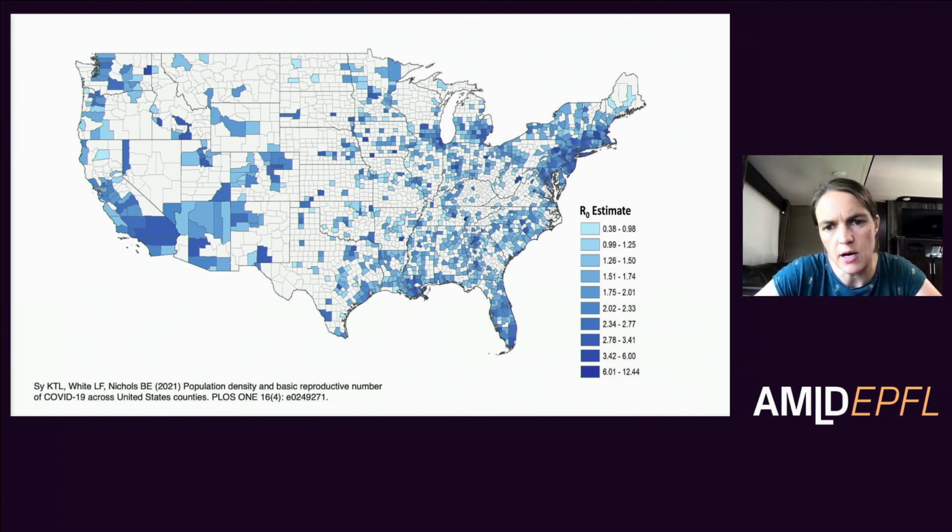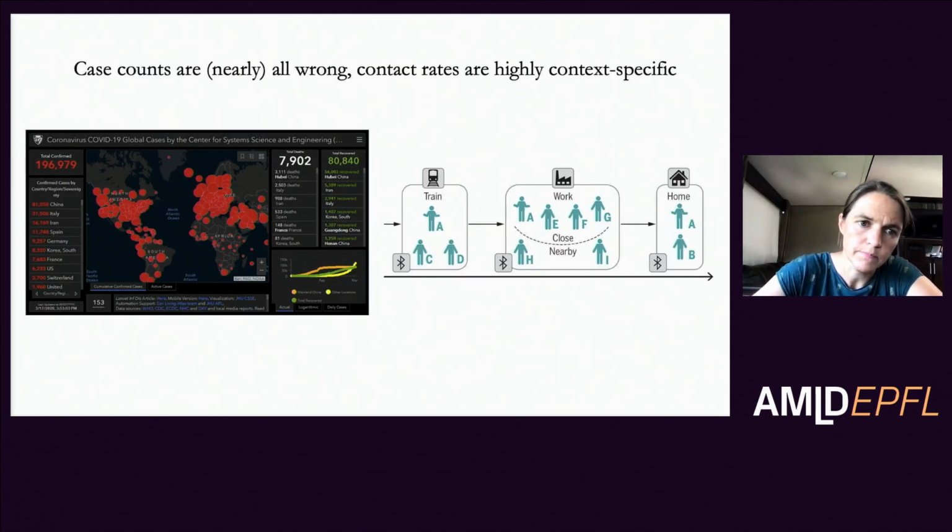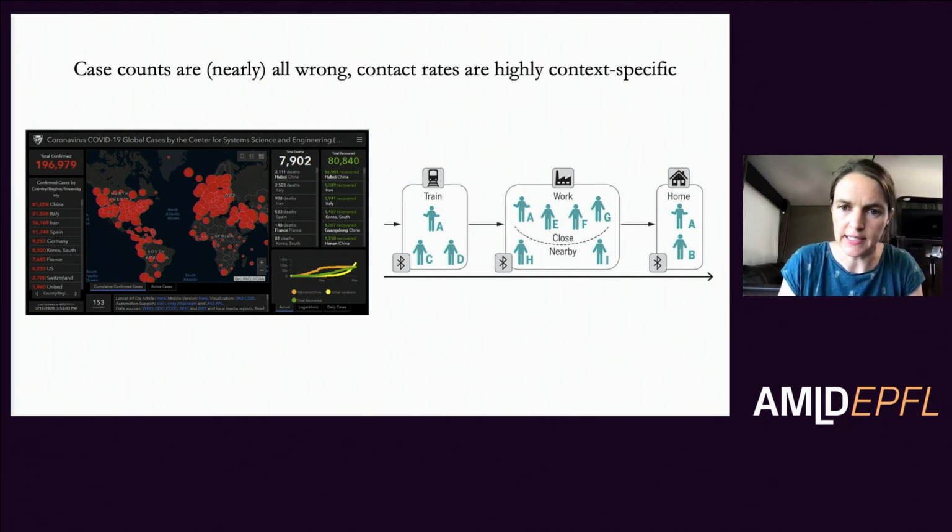So here we look at R0 estimates across the US, for example, and it varies depending on whether it's an urban setting or a rural setting and how the population is behaving. So in general, I think it's important to remember that for any mathematical model of the epidemiology of this disease, the case counts are generally all wrong. So we have to either adjust them or understand the context in which the data are being reported, and that the contact rates are highly context specific.